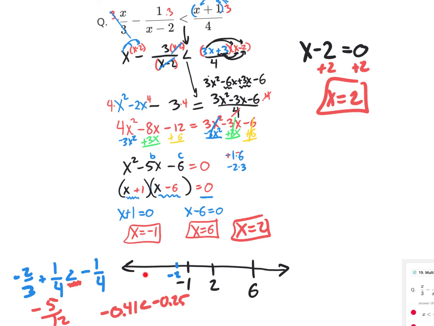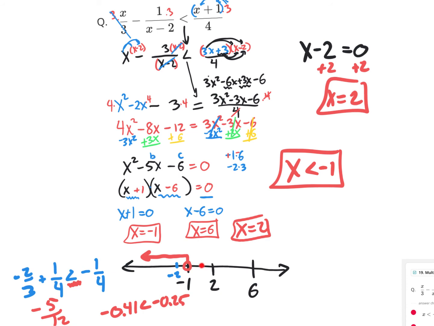That means that all my answers over here work, which means I need to represent that inequality as part of my answer. Okay, so a part of my answer will be x is less than -1. That's for sure a part of my answer. But we still need to test the other values, okay?